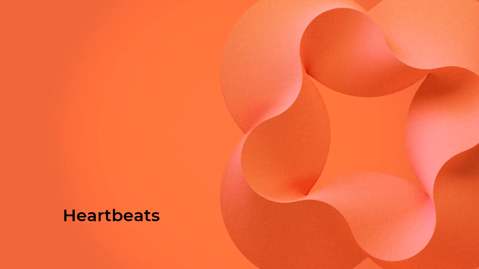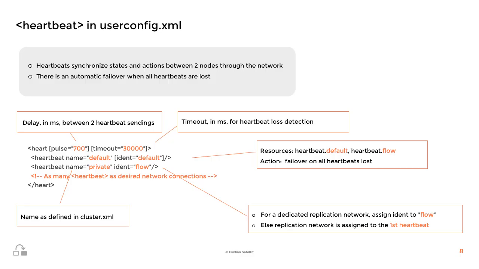Let's detail the heartbeats configuration. Heartbeats synchronize states and actions between two nodes through the network. There is an automatic failover when all heartbeats are lost. The heart tag allows the configuration of heartbeats in userconfig.xml. The pulse attribute defines the delay in milliseconds between two heartbeat sendings. The timeout attribute defines the maximum time in milliseconds before considering that heartbeats are lost and triggering a failover.